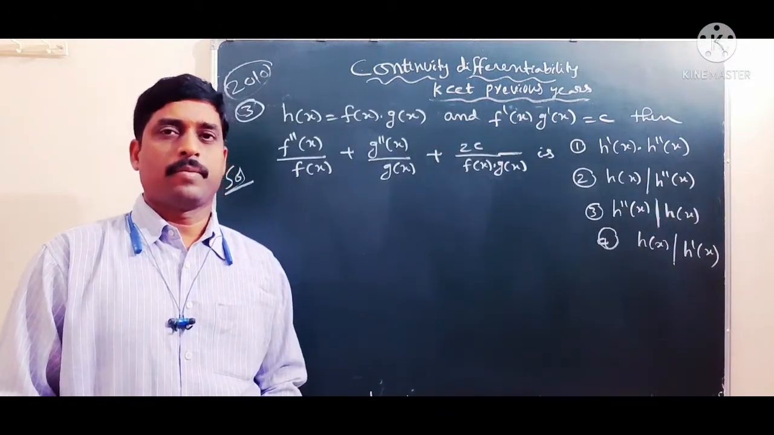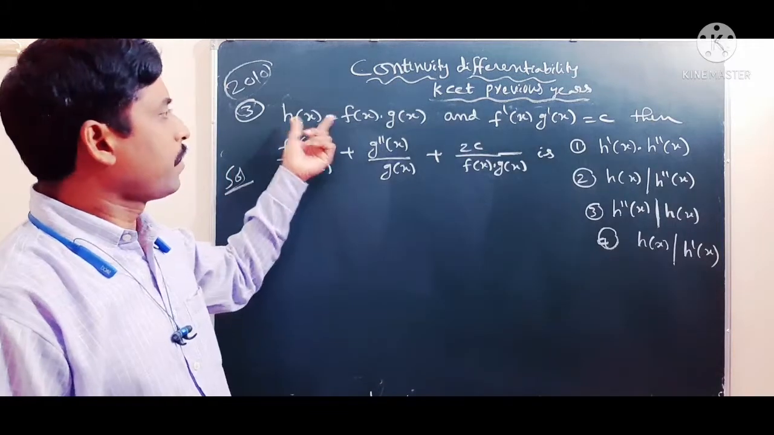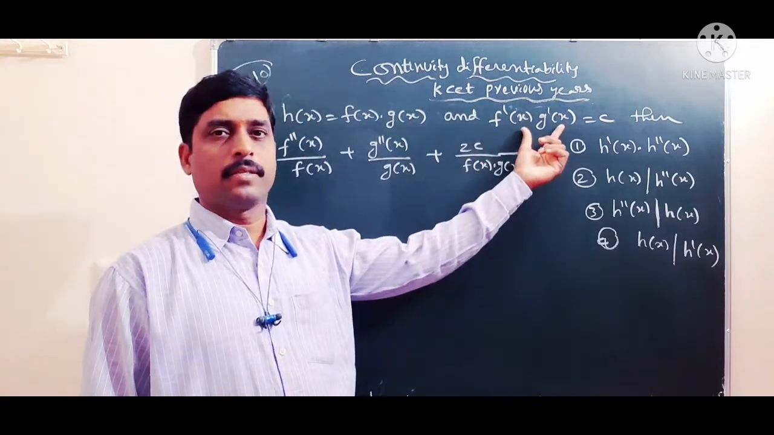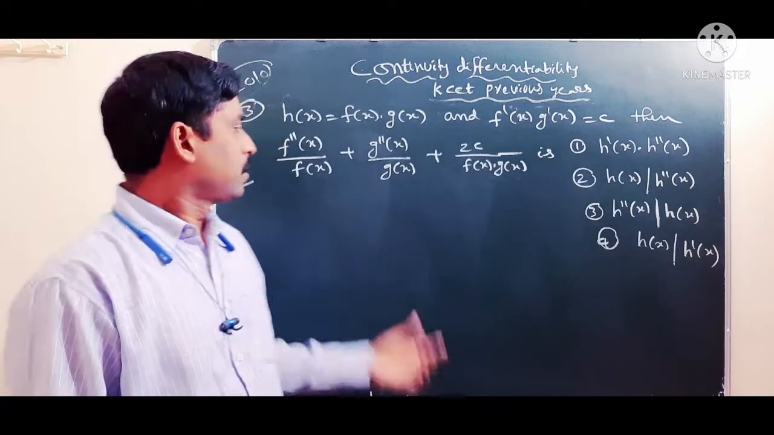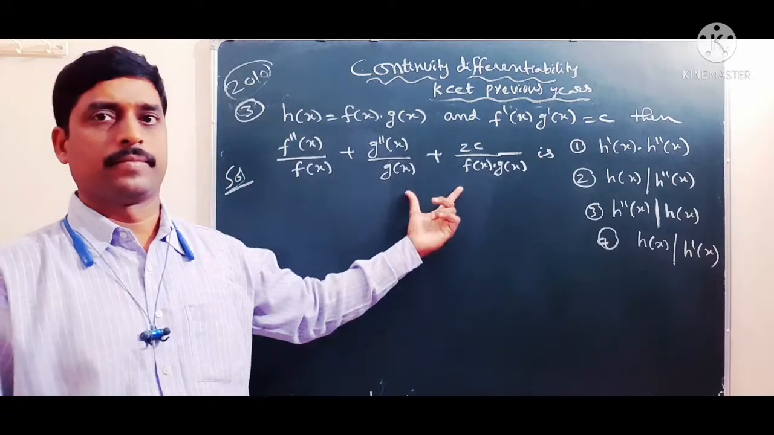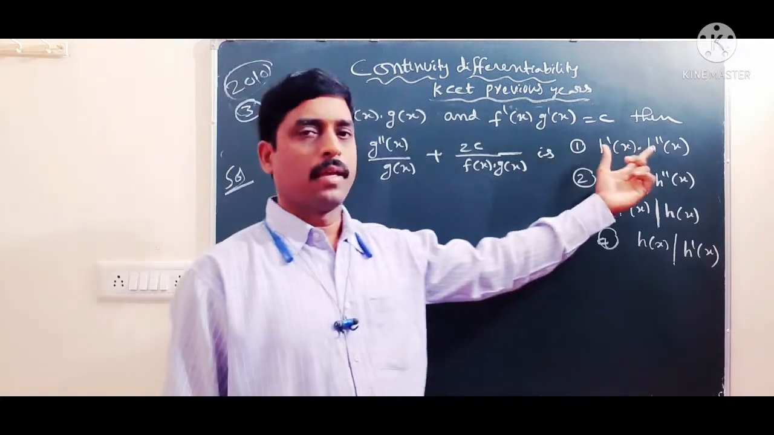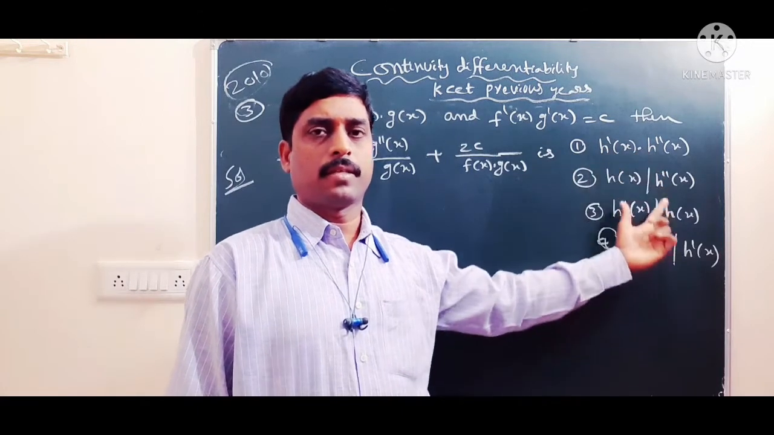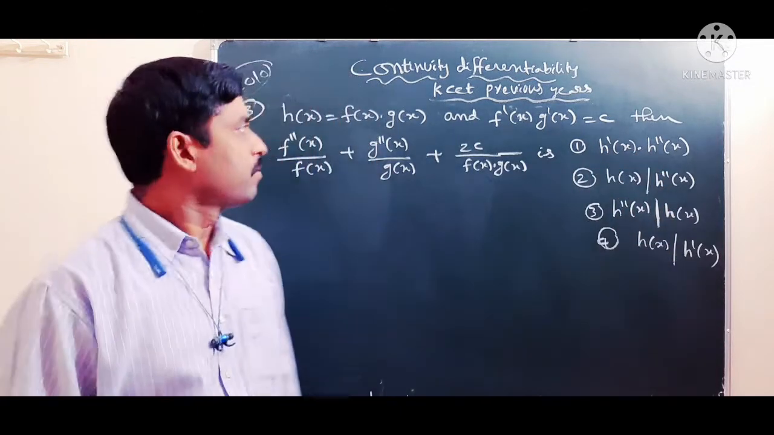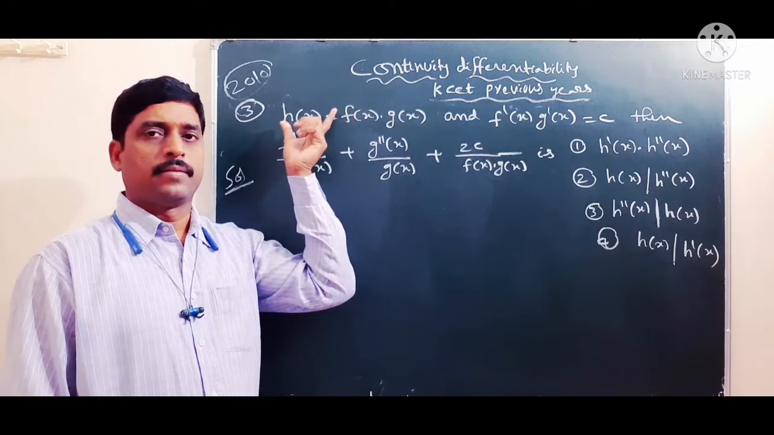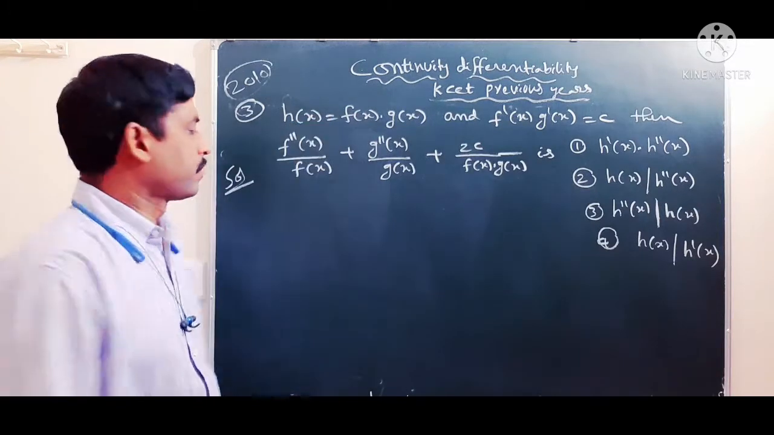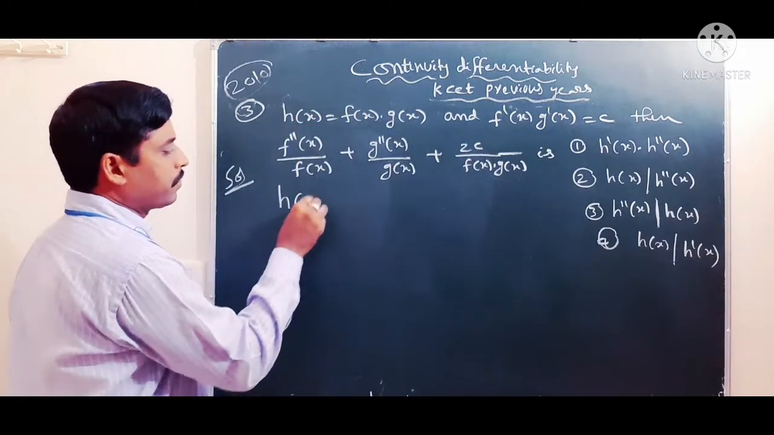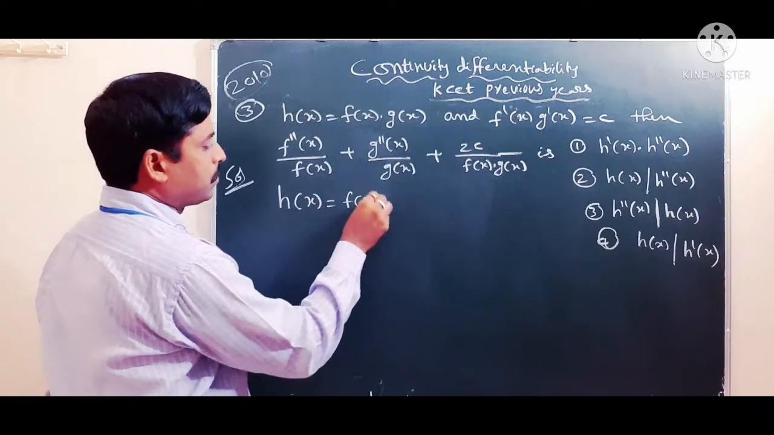Let us go to the next problem. h of x, f dash x and g dash x values are given. Then we have to find this value. The options are h double dash x and h dash x. First we have to find the derivative of h of x. So h of x is given as f of x into g of x.